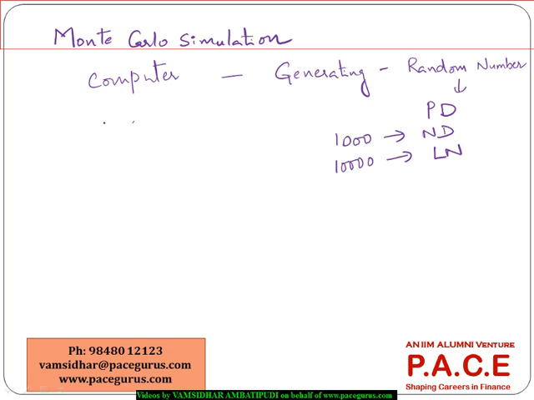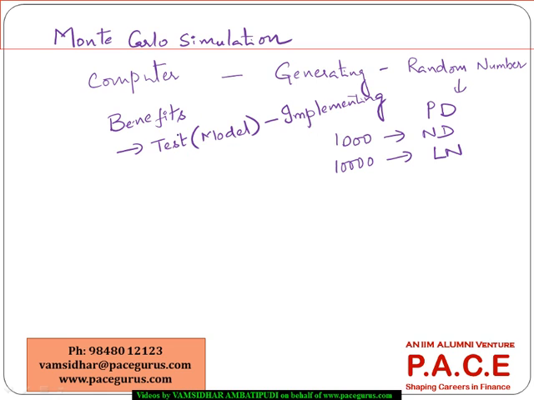From a benefit perspective, with Monte Carlo simulation I can test my model before implementing it, because it's simulating the real world scenario. So it helps very heavily in testing the model before implementing it, which means it helps a lot in the planning process.